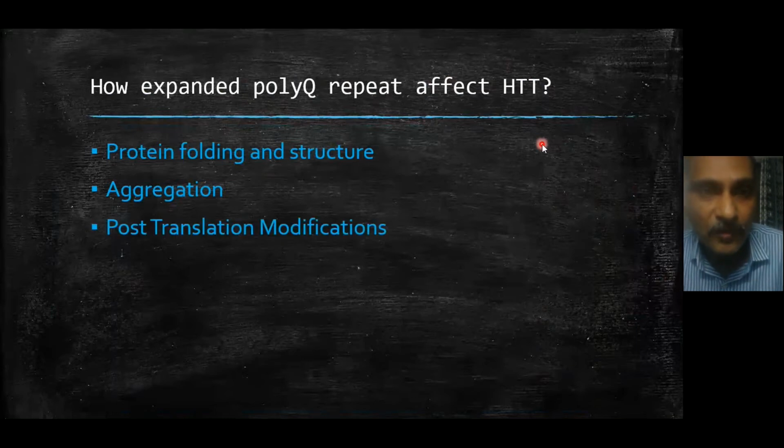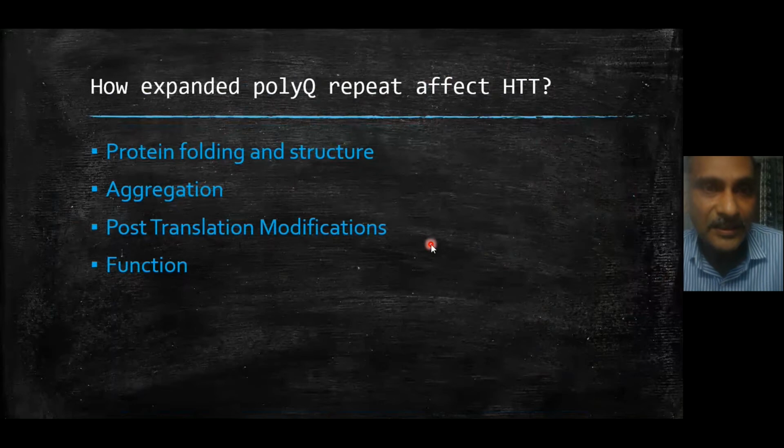Thirdly, it can also affect the post-translational modification. Proteins undergo several post-translational modifications, including phosphorylation, sumoylation, glycosylation, methylation. Other proteins also undergo these modifications, and these modifications are very, very important for normal function. So if there is an altered polyglutamine repeat size, is it changing the post-translational modifications in wild type versus mutant proteins or not?